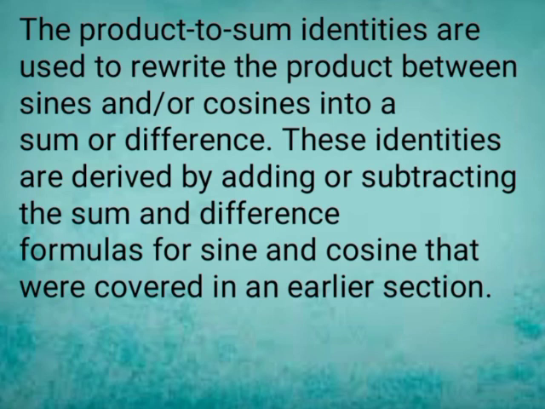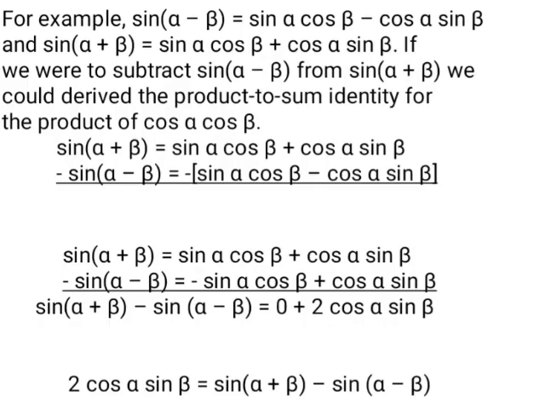in an earlier section. For example, sine of the quantity A minus beta is equal to sine A cos beta minus cos A sine beta, and sine of the quantity A plus beta is equal to sine A cos beta plus cos A sine beta. If we were to subtract sine of the quantity A minus beta from sine of the quantity A plus beta, we could derive the product to sum identity.